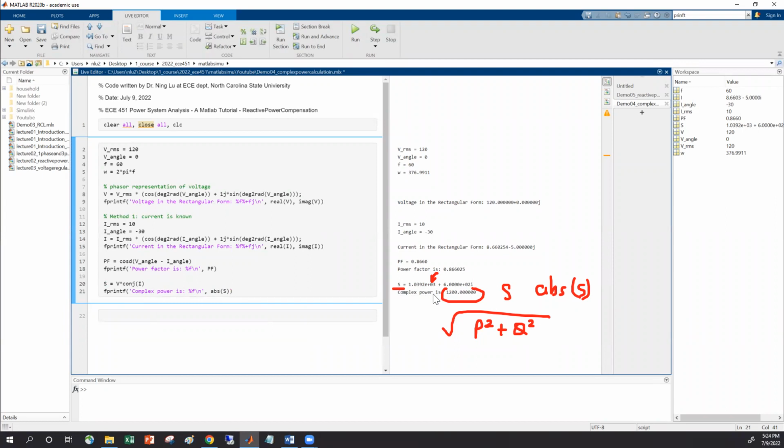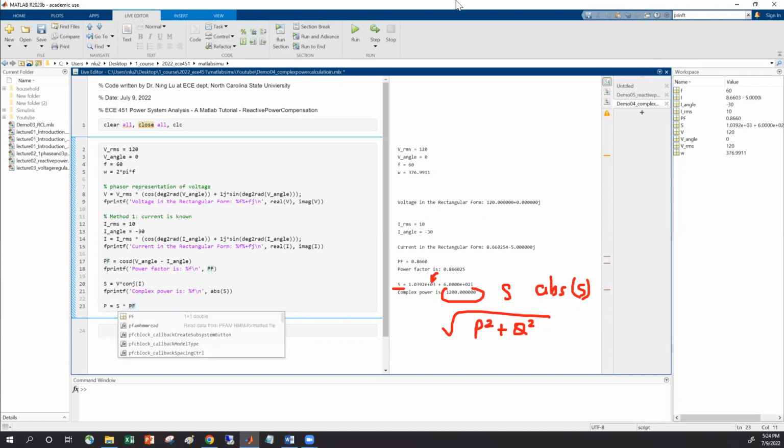If you only just say print out S, because this is a complex number, it's only going to print out the real part of it. The real power part, you can also compute by, say, power equals S times power factor. This should give us the same value. If we run it, sorry about that, this should be ABS, so that's the magnitude of S times power factor. Run that. You can see that when you use S times power factor, it gives me the real part of it, that's the real power.